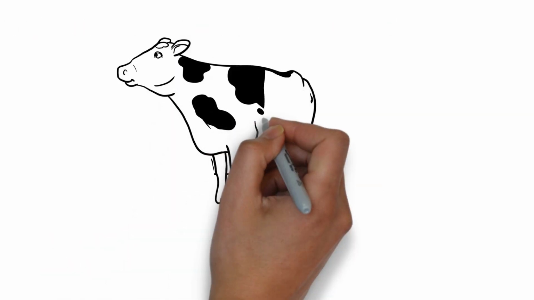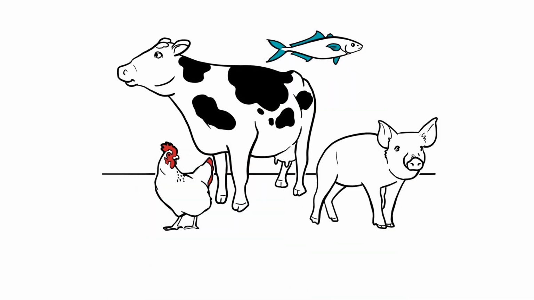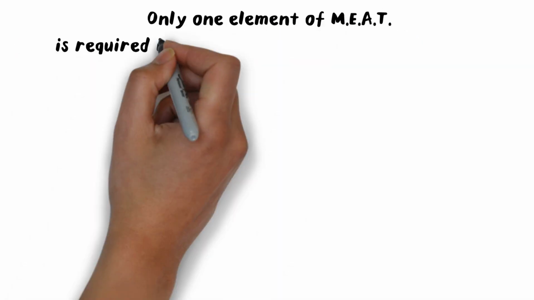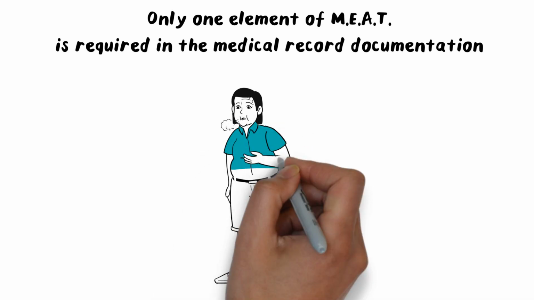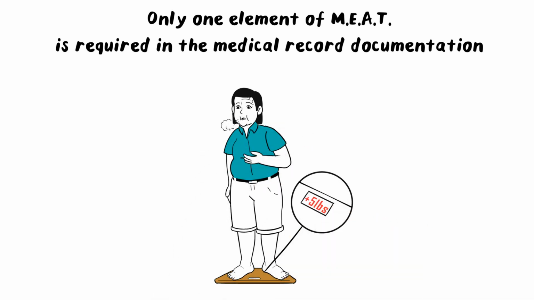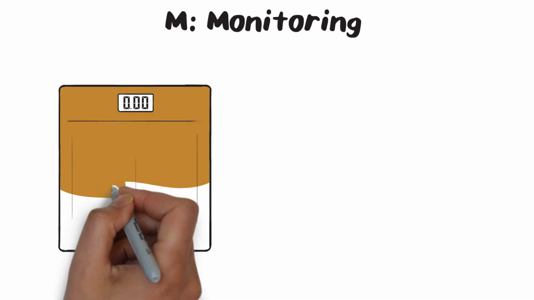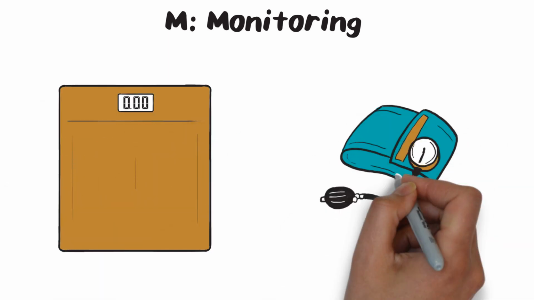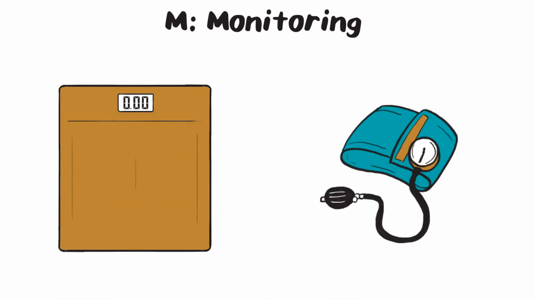CMS has an acronym to help with documentation criteria, MEET. Keep in mind, only one element of MEET is required in the medical record documentation to support an additional diagnosis. M is for monitoring. This includes documenting any signs, symptoms, disease progression, or disease regression.